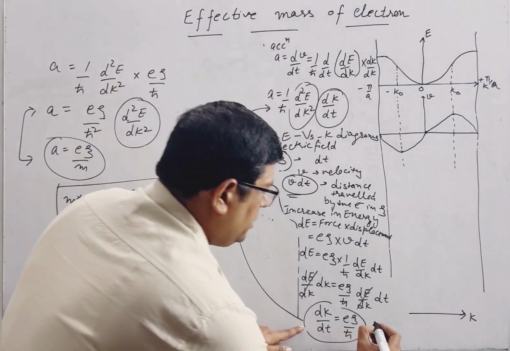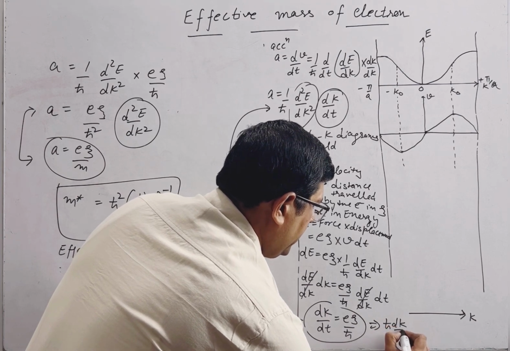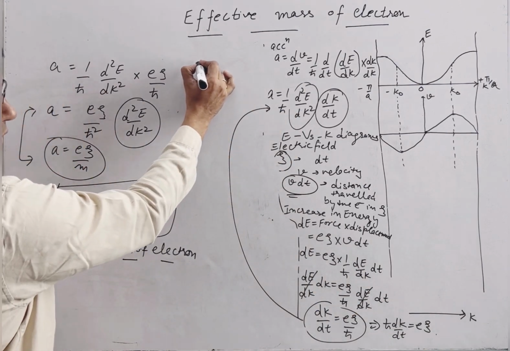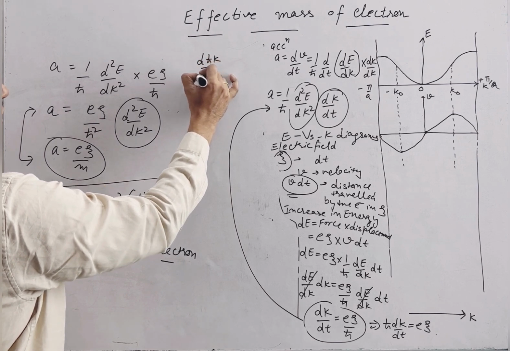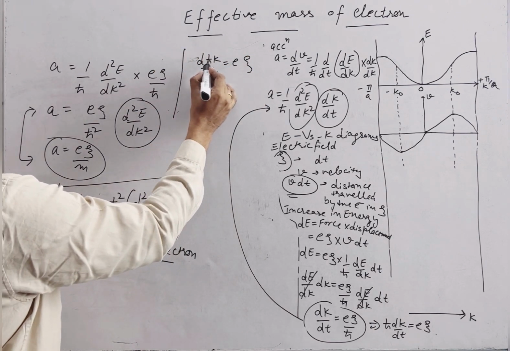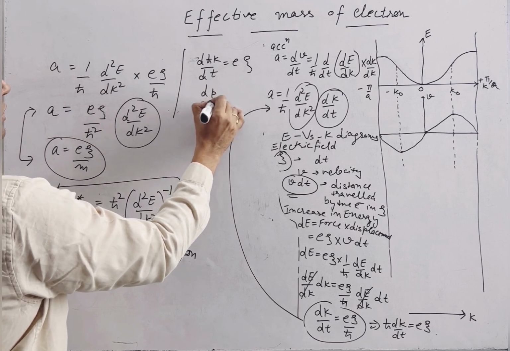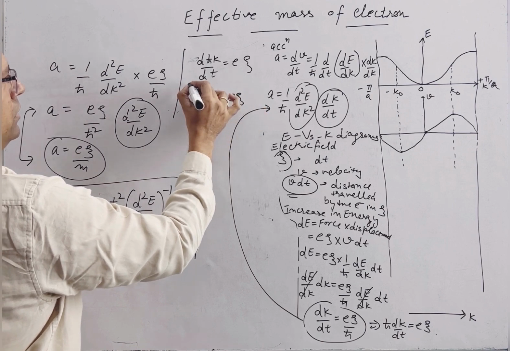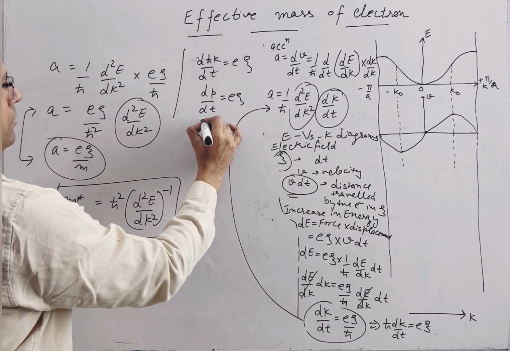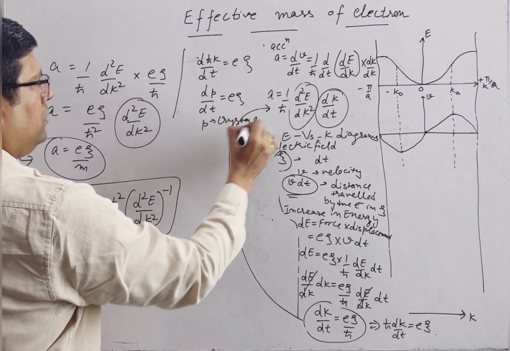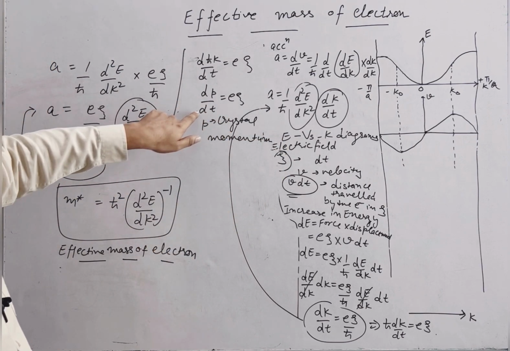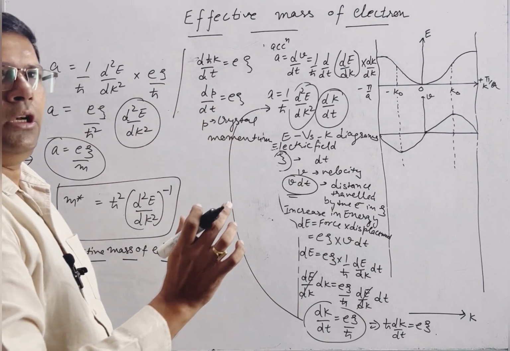From this equation, we can also show that h cut into dk upon dt equal to EJ, and from here d of h cut k upon dt equal to EJ. Now this h cut k is p, so dp upon dt equal to EJ. Now this force is equal to the rate of change of momentum. This p is the crystal momentum. Now this force is equal to dp by dt, and this is analogous to Newton's law.